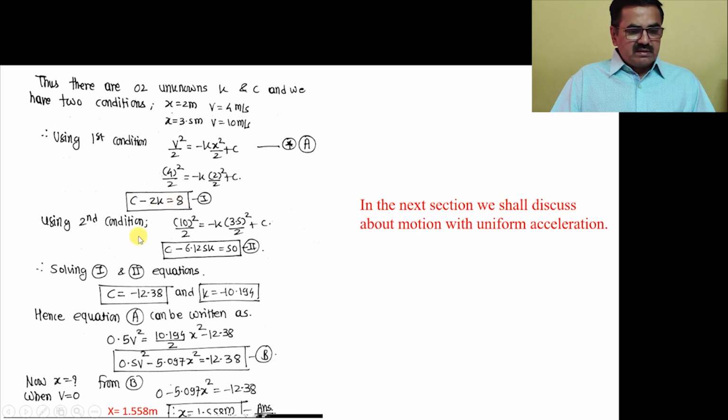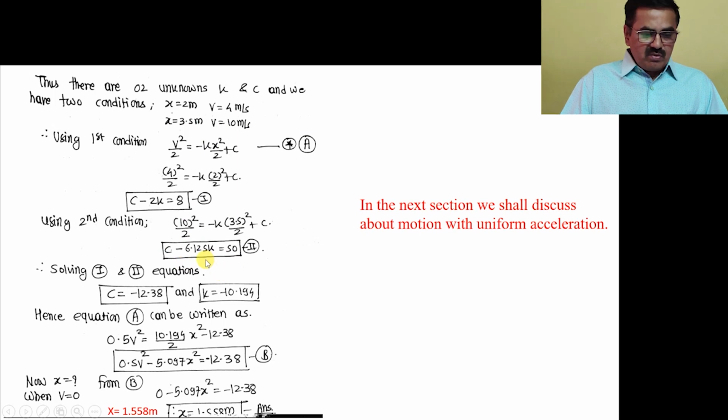Now let us use the second condition: x is equal to 3.5 and v is equal to 10, and develop the second equation: c minus 6.125k is equal to 50. Solving these two equations, we can calculate the values of c and k. So c is equal to minus 12.38 and k is equal to minus 10.194.